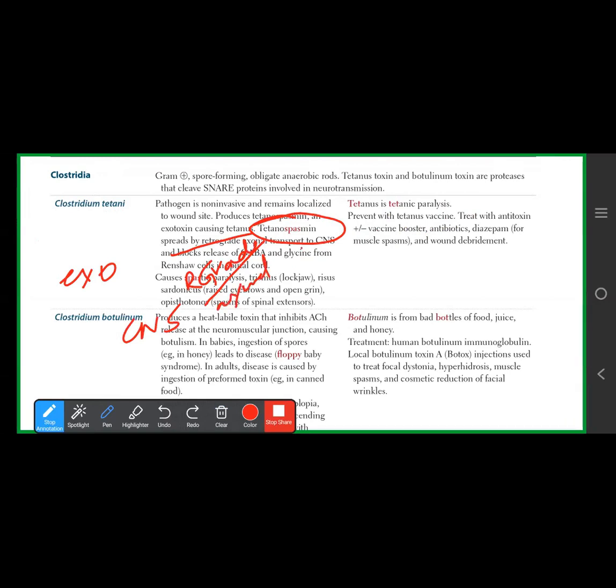Okay, so now the protease is going to cleave what kind of protein? It's going to cleave your SNARE proteins. Okay, the protease is going to cleave your SNARE proteins. That is nothing but for the neurotransmitters. Okay, so next what you have to remember, it is going to block your release of the inhibitory neurotransmitters.